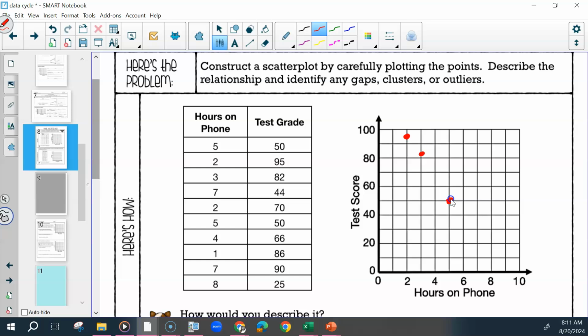7 and 44. This is going to be really close. It's almost going to look like 45. Excuse me, actually, I'm going to make that a little bit higher.